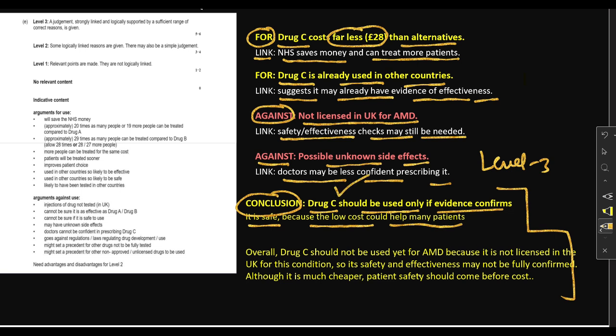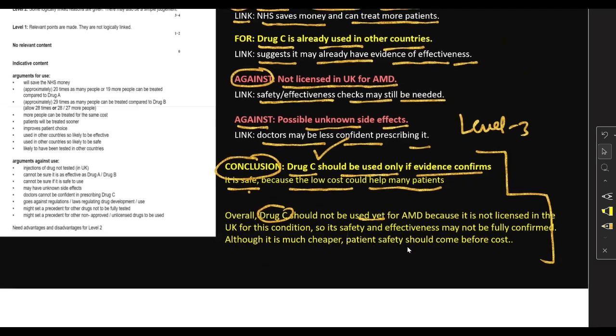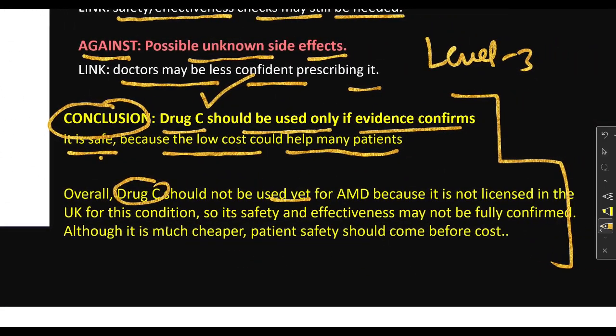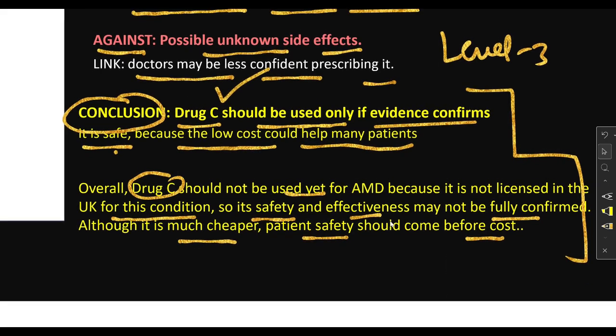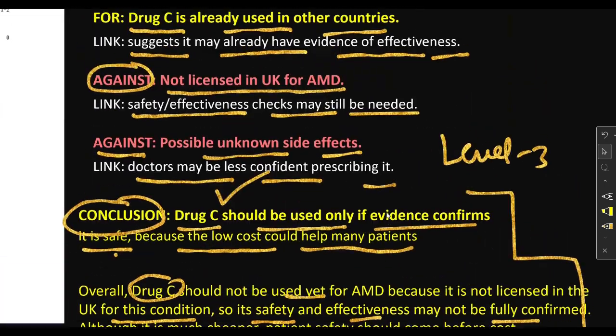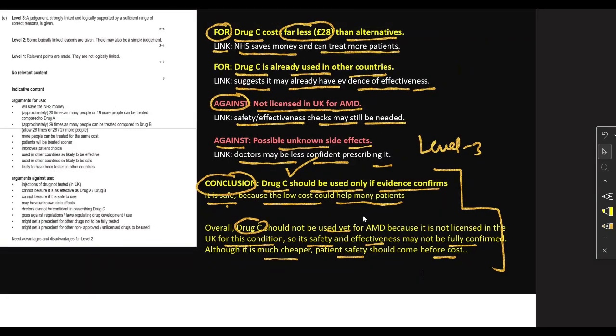So you're saying it should be used, but you said very carefully that it should be safe as well at the same time. Then you could also say against: drug C should not be used yet for AMD because it is not licensed for this condition, so its safety and effectiveness may not be fully confirmed. Although it is much cheaper, patient safety should come first before cost. So that's your conclusion. Now, you are repeating the information from the other two for and against points, but it doesn't matter as long as you gave the conclusion.